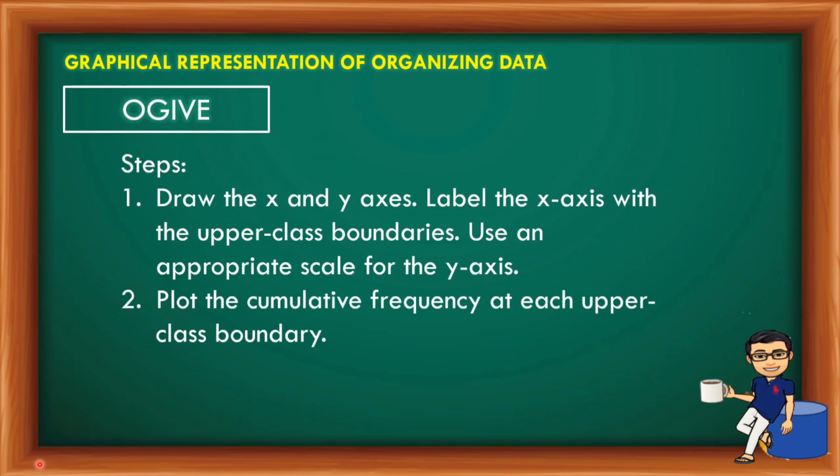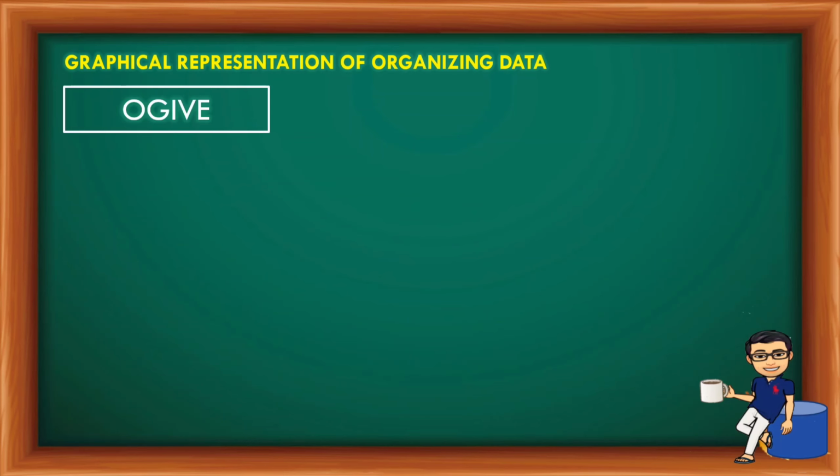The second step is plot the cumulative frequency at its upper class boundary. So later on, we are about to show how we are going to plot that. And the last is connect the points with lines. So let's start giving this frequency distribution.